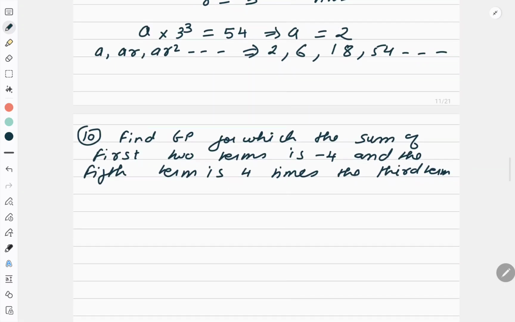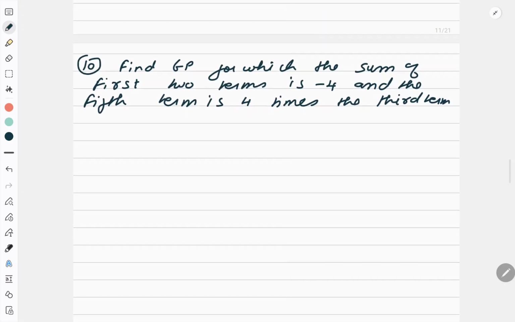Okay. Now look at the next question. Find GP for which the sum of the first two terms is minus 4. Okay. And the fifth term is 4 times the third term. Okay, fine, fair enough. What is the first condition? That A1 plus A2, first term and second term is equal to minus 4. The second condition is the fifth term is 4 times the third term. Okay. So I noted down mathematically what are the conditions given. Now let me apply it.